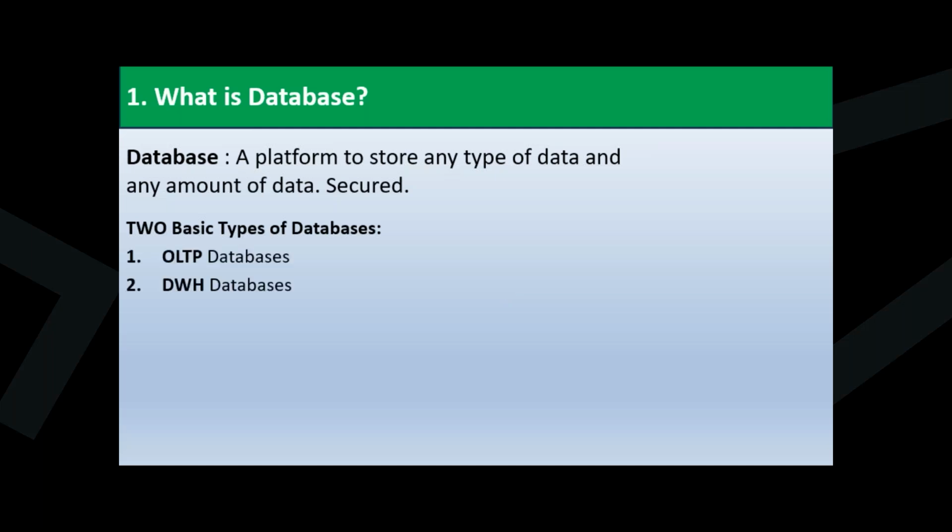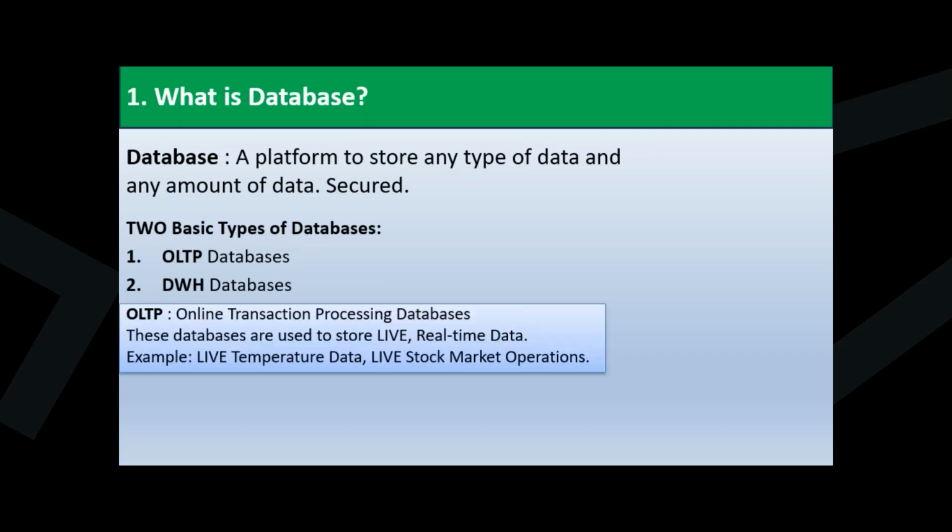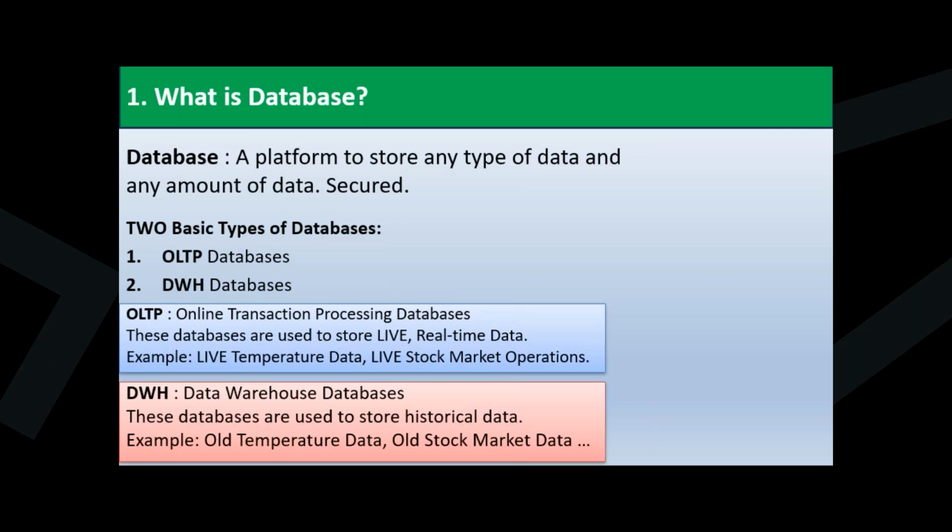There are 2 basic types of databases: OLTP, data warehouse. OLTP stands for online transaction processing databases to store live real-time data like live temperatures, live stock market operations, live online banking, anything live. Data warehouse to store historical data like old temperature data, old stock market data, anything old, stale data.